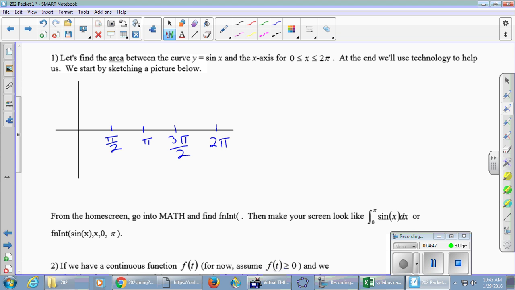Using the word start in quotations, does the sine curve start at the top on the y-axis, in the middle, or at the bottom? Sine curve starts in the middle, right? Right there at the origin, and then goes up. So don't worry too much about accuracy, just a very quick, very rough sketch.